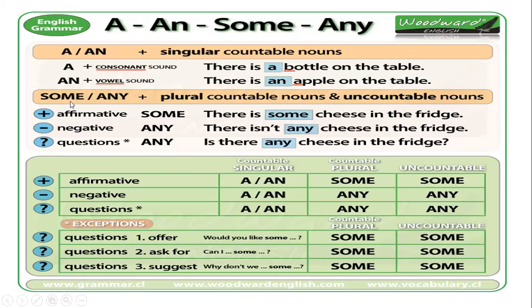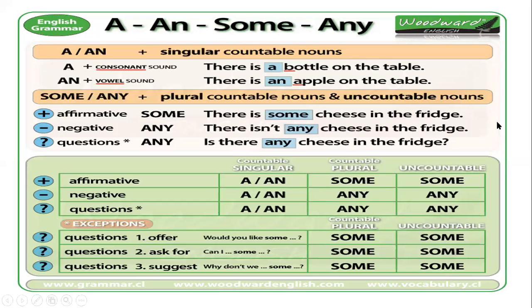Some, we use some for affirmative sentences. For example, there is some cheese in the fridge. Hay algo de queso en el refrigerador. Any plus plural countable nouns and uncountable nouns. Any for negatives. There isn't any cheese in the fridge. No hay queso en el refrigerador, ¿verdad? No hay nada de queso en el refrigerador. Questions with any. También any nos sirve para preguntas. Is there any cheese in the fridge? ¿Hay algo de queso en el refrigerador?